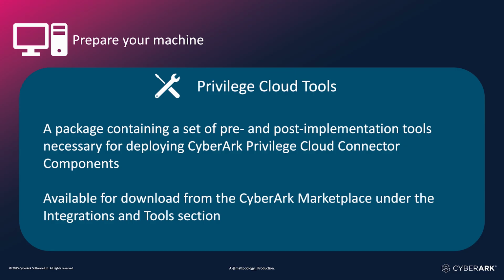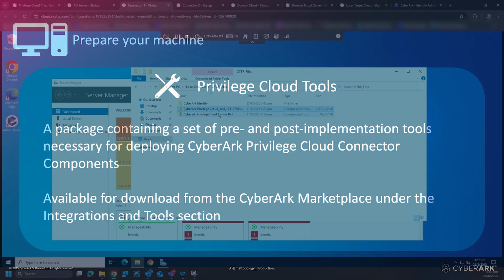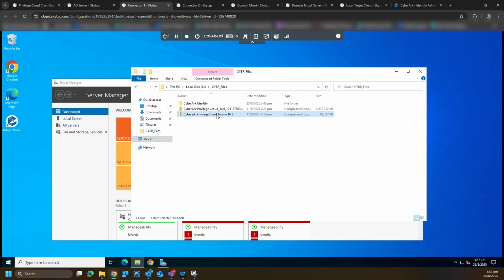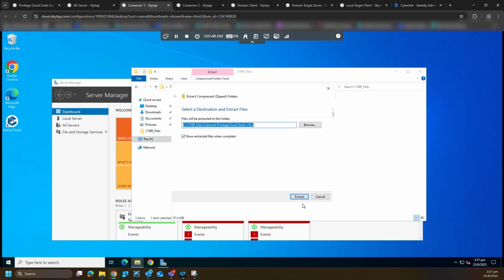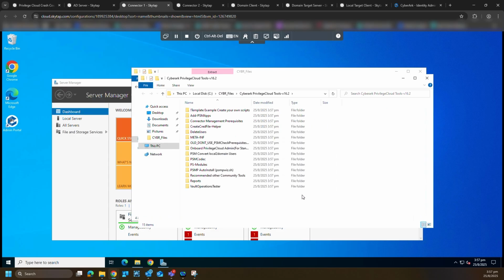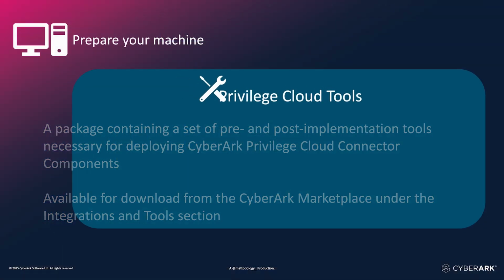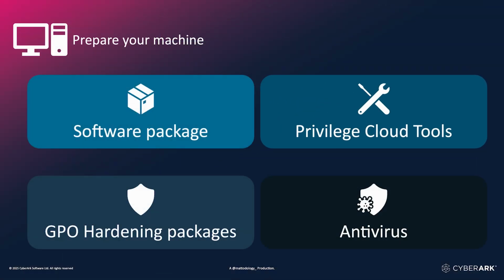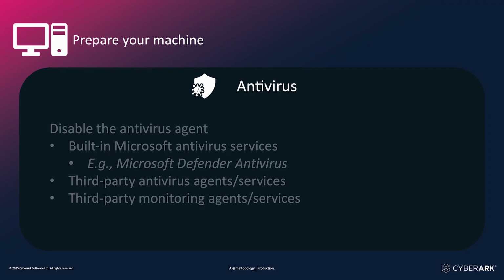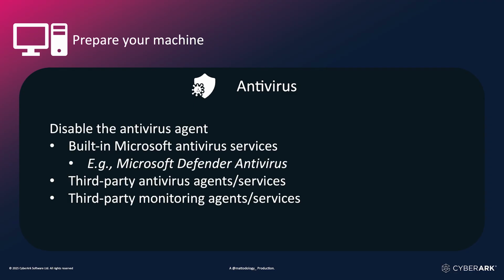Within the Privilege Cloud Tools package, extract the Connector Check Prerequisites, Privilege Cloud Script package. Inside, you will find important files such as the README document, the Prerequisites check script, and the Vault Operations Tester folder. Before proceeding with any connector installation, it is important to disable any antivirus agents installed on your connector server.